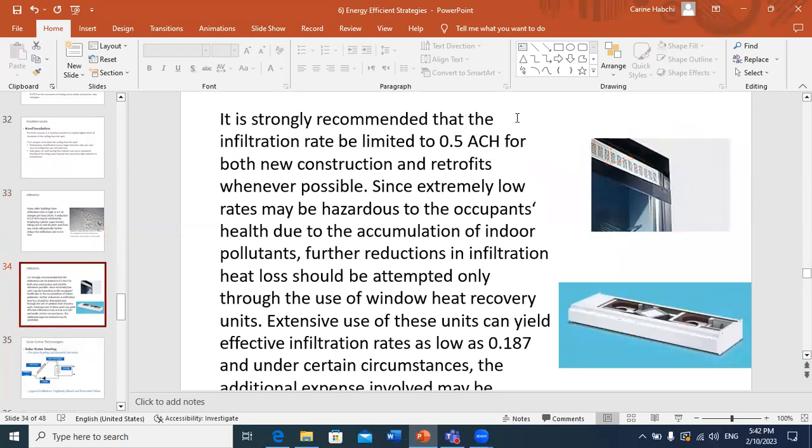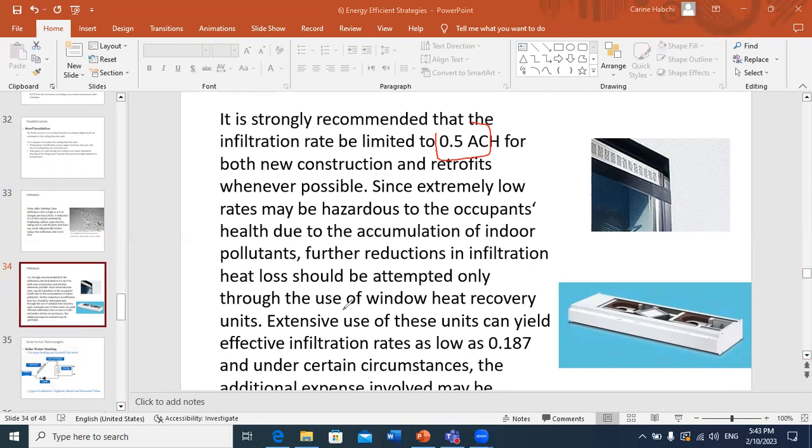So it is strongly recommended that the infiltration rate be limited to 0.5 air change per hour. Whenever you do a design, this can be one of your numbers that you should respect for both new construction and retrofits whenever possible, since extremely low rates may be hazardous to occupant health due to accumulation of indoor pollutants. Further reductions in infiltration heat loss should be attempted only through the use of window heat recovery units.